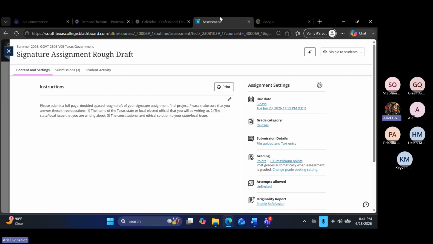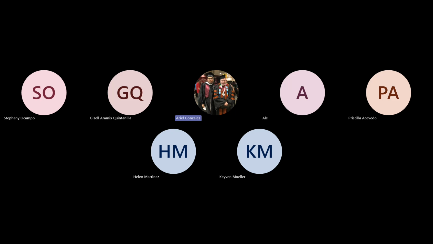Okay, so does this make sense in terms of what the rough draft is going to be? It's just going to be a full page double space. Oh, let me also mention that for the final project, it has to be 1,000 words. I think it is mentioned in there. So it's 1,000 words for the final submission, not for the rough draft. The rough draft is one page double space, which is probably maybe 250 words or something, 300 maybe.